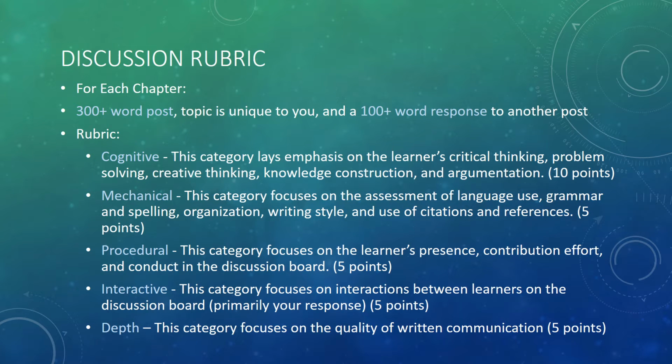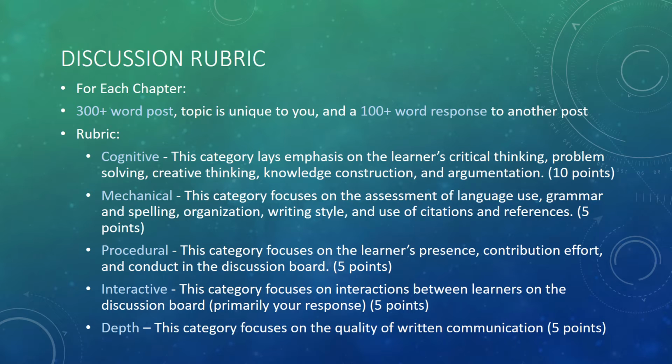And this is a discussion rubric, just giving you an idea about how I will grade. The 300-word posts, the topic is unique to you, and then that plus the 100-word response together will be 30 points per chapter. So this is how it's broken down. The cognitive section, your critical thinking, your creative thinking, your knowledge, how you argue for something, that's 10 points.